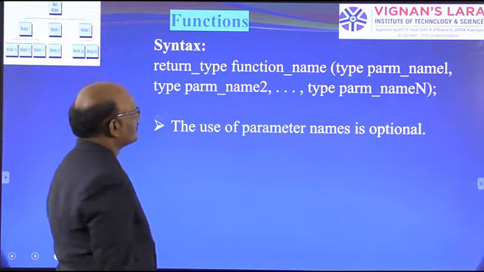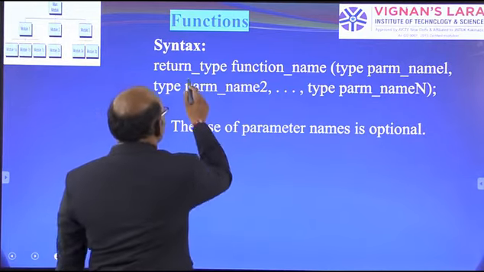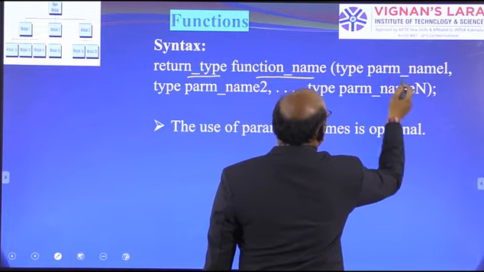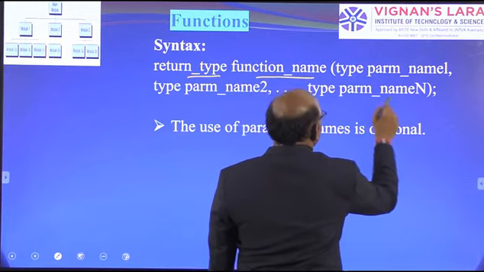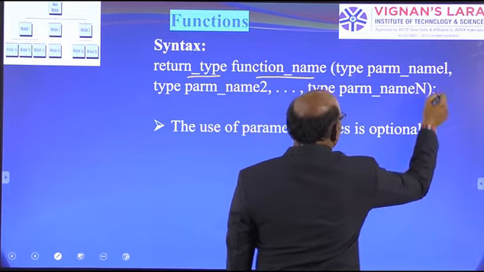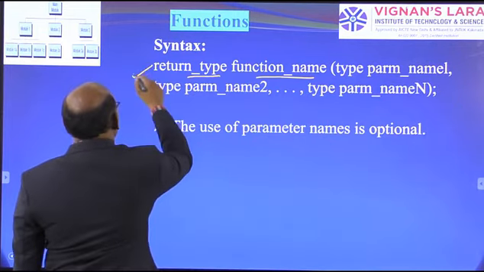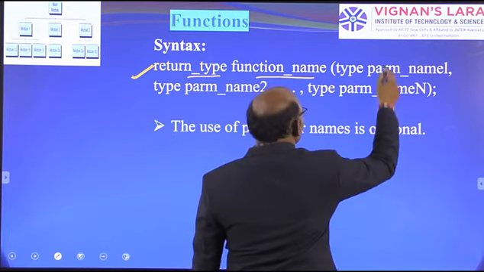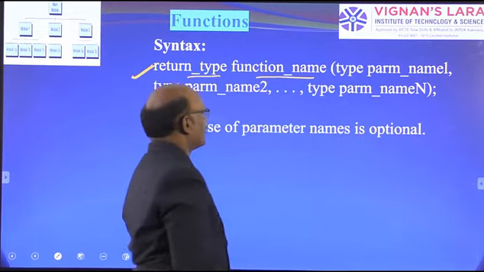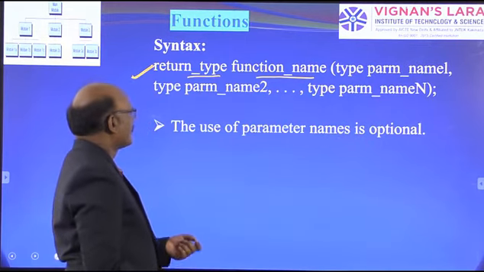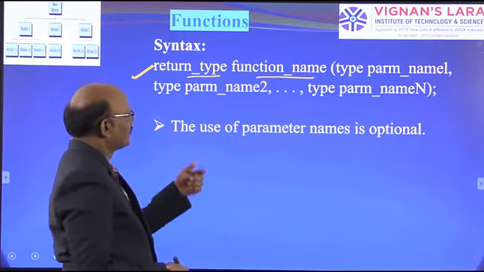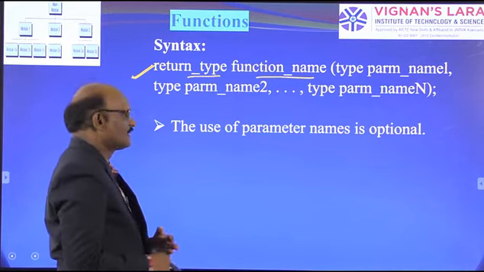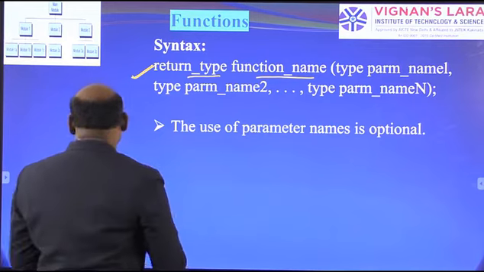Now this is the syntax for function declaration. So return type, function name, and inside the parentheses, type parameter name 1, type parameter name 2, and so on up to N parameters, followed by a semicolon. So this is the function declaration syntax. Here the use of parameter names is optional. You can use just a type, comma, another parameter type, like that, or you can use the names also. The parameter names are optional in a function declaration.